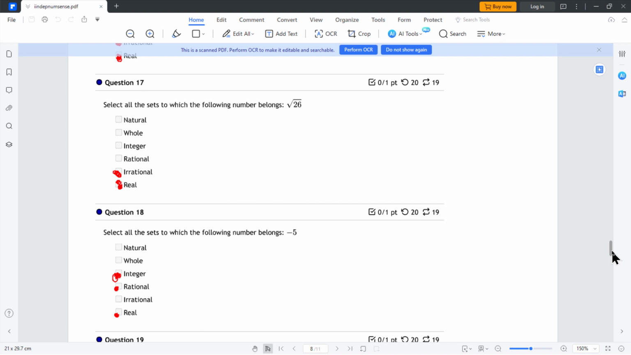Select all the sets to which the following apply. So this is a similar one here. It's not natural. It's not whole. It's not an integer. It's not a rational number. It can't be written as a fraction. It is an irrational number, and it is real.